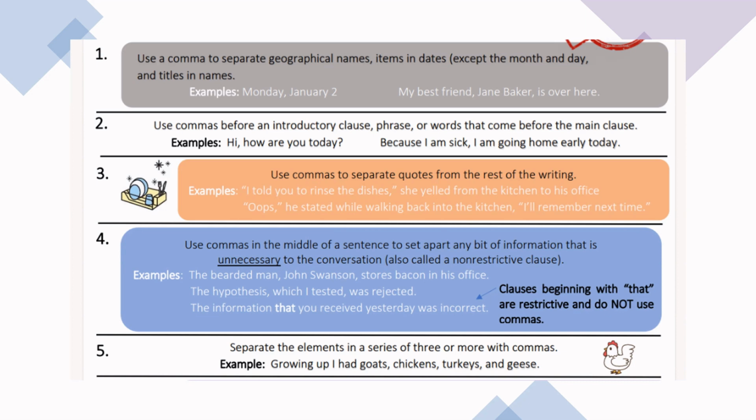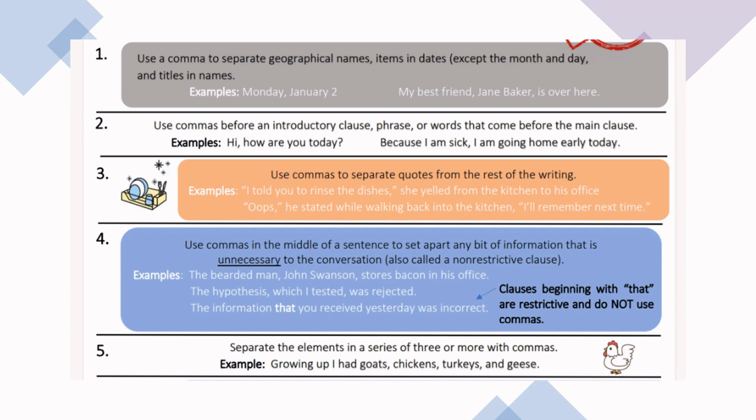All right, use commas in an introductory clause, phrase, or words that come before the main clause. So you might want to say, oh, how are you today? But you also want to say hi. So, hi, comma, how are you today? Here, you should never start a sentence with because. You can, but at your level of writing, don't. But the example here starts the sentence, because I'm sick, comma, I'm going home early today.